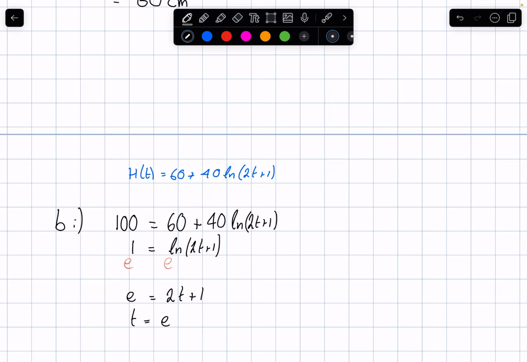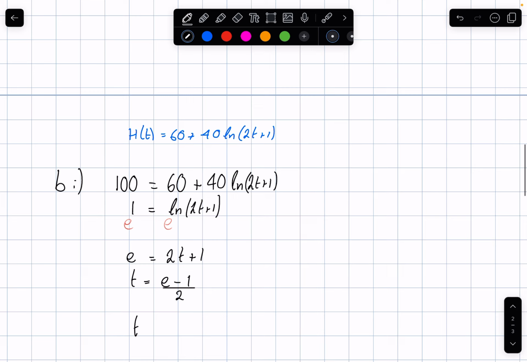So t equals (e minus 1) over 2. And if we put that into our calculator to get a nice decimal for our time, we get shift e to the power 1, minus 1, over 2. We get 0.859 years.